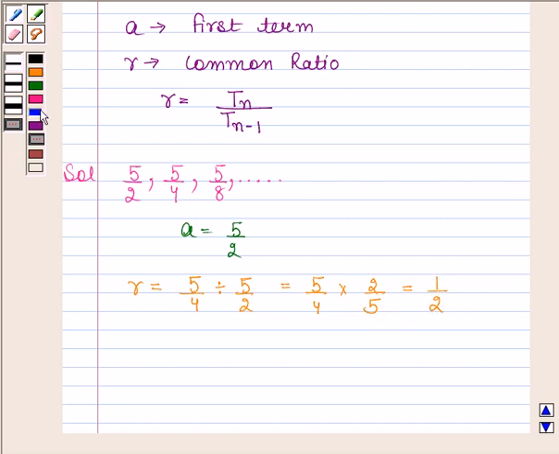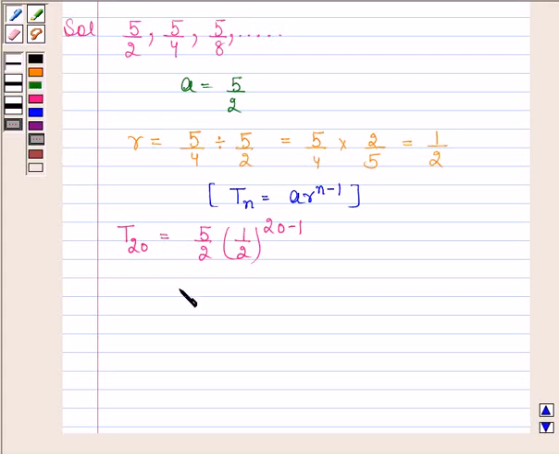Since we need to find the 20th term, we will substitute n as 20 in the general term of the geometric progression, which is Tn is equal to A into R to the power n minus 1. By substituting n as 20 in the general term, we get T20 is equal to 5 by 2 into 1 by 2 raised to the power 20 minus 1. And this is equal to 5 by 2 into 1 by 2 raised to the power 19.